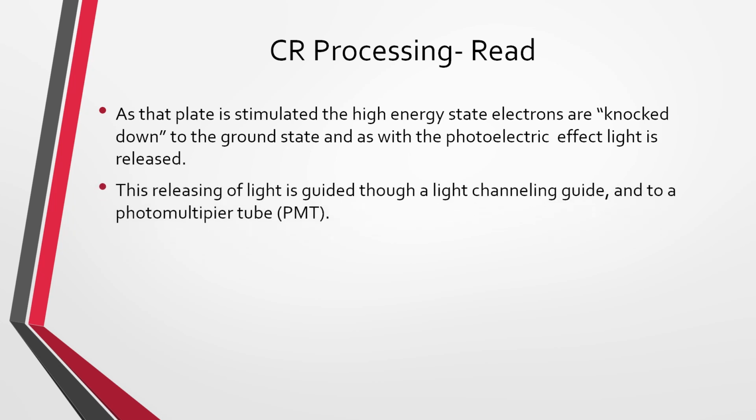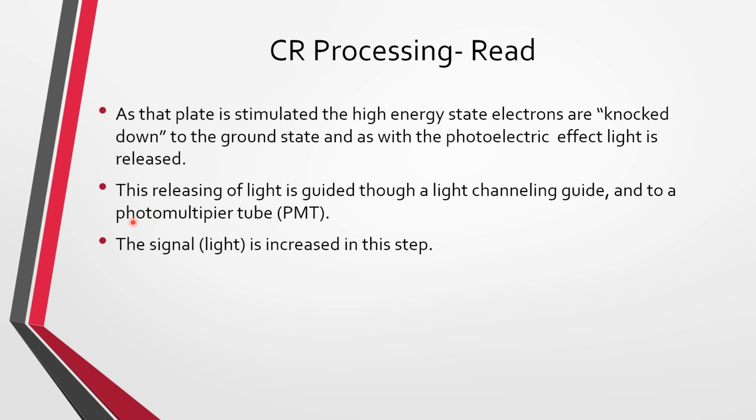The releasing of light is guided through a light channeling guide and to a photomultiplier tube, which is a PMT. Very little light is released in this step. The signal, which is the light being released during this read step of the CR plate processing, is increased in this step. The photomultiplier tube increases the light.